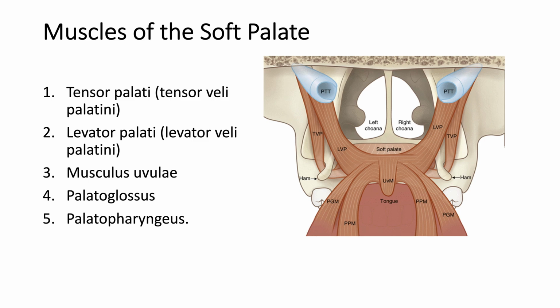Now I will be talking about muscles of soft palate. There are 5 major muscles of soft palate. The first one is tensor veli palatini or tensor palati. Second one is levator palati or levator veli palatini. Third one is musculus uvulae. Then we have palatoglossus muscle. And lastly, we have palatopharyngeus muscle.